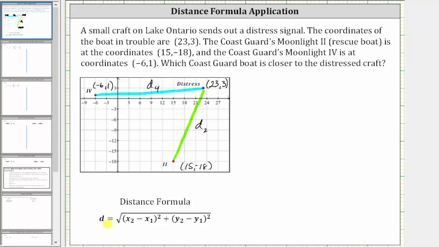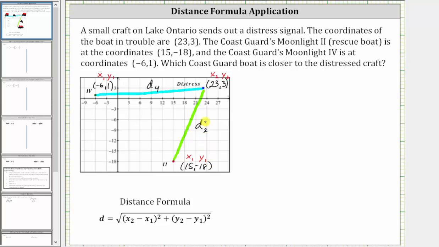And looking at the distance formula shown below, let's label the coordinates of the points. Let's label the distressed boat coordinates x sub 2, y sub 2. And let's call the rescue boat's coordinates x sub 1, y sub 1.